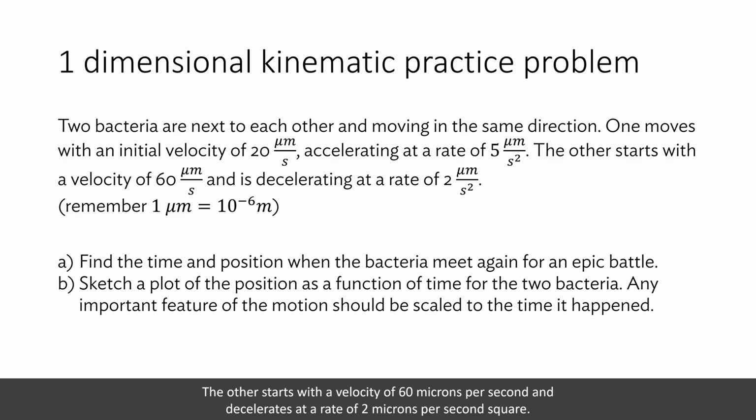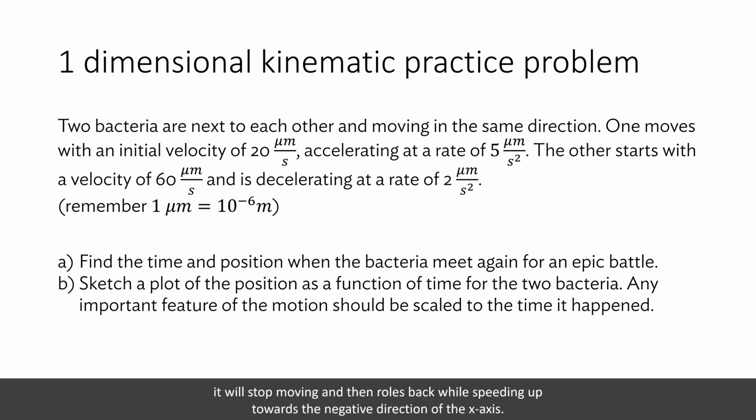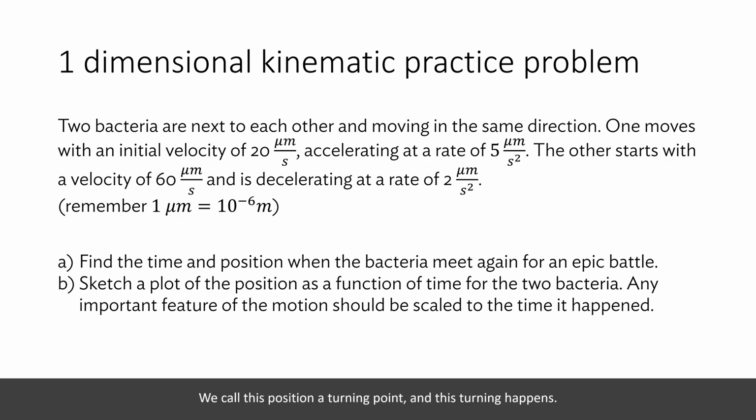The other starts with a velocity of 60 microns per second and decelerates at the rate of 20 microns per second squared. This means the initial speed is toward the positive x-axis. Still, because the acceleration is negative, it slows down over time. Eventually, at some point that we don't know, it will stop moving and then roll back while speeding up toward the negative direction of the x-axis. We call this position a turning point, where this turning happens.